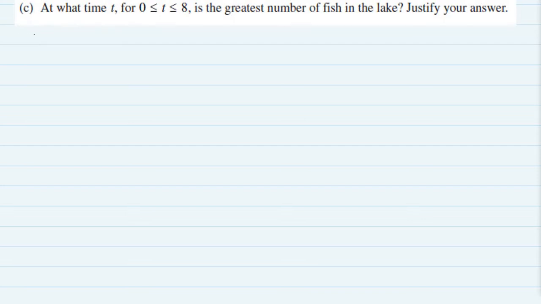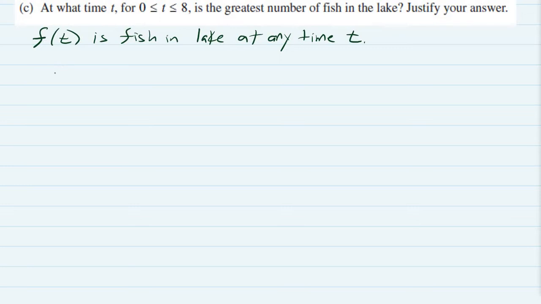I'm trying to find what the absolute maximum would be from 0 to 8 for that particular function of instantaneous fish. Well, if I were to call that f of t, so f of t is fish in lake at any time t. It's going to be an integral function because the functions that I was given in the problem are rate functions. So what we'll say is that f of t is going to be equal to the initial number of fish in the lake, which would be the f of 0.